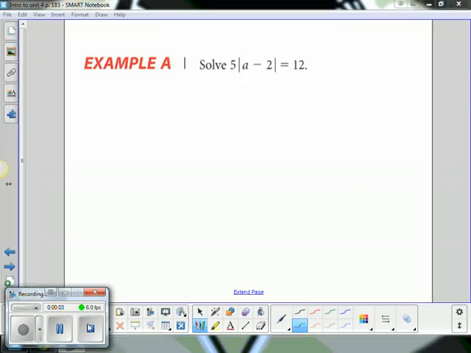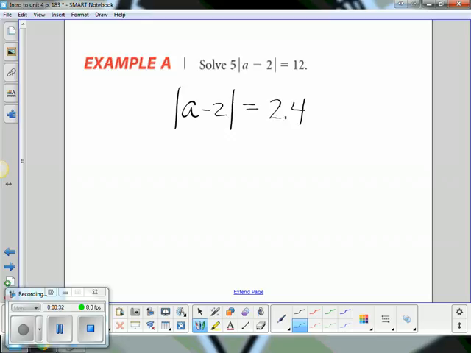Solving an absolute value involves trying to get that a by itself, and sometimes, at some point when you're solving this, you need to split this one equation into two. It becomes two equations, and I'll show you why. So step one would be to divide both sides by 5. You want to divide out that 5? So you would get the absolute value of a minus 2 equals 12 divided by 5 is 2.4.